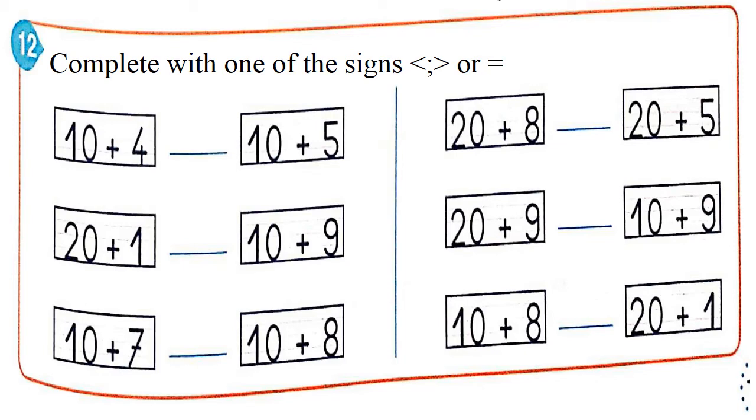Complete with the following signs: bigger, smaller, or equal. We have 10 plus 4 is equal to 14. 10 plus 5 is equal to 15. Which number is bigger, 14 or 15? Of course, 15. So we put the bigger sign towards the 15. We have 20 plus 1, which is 21. And we have 10 plus 9, which is 19.